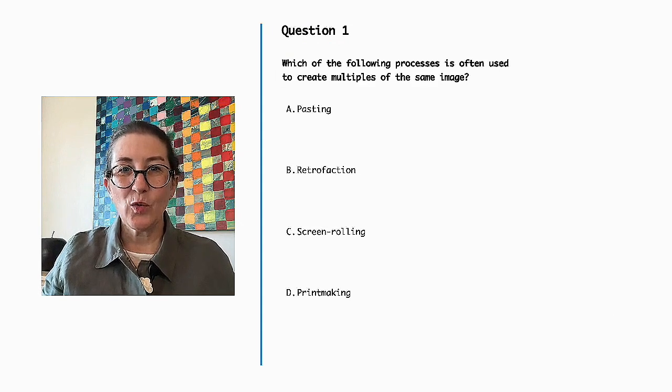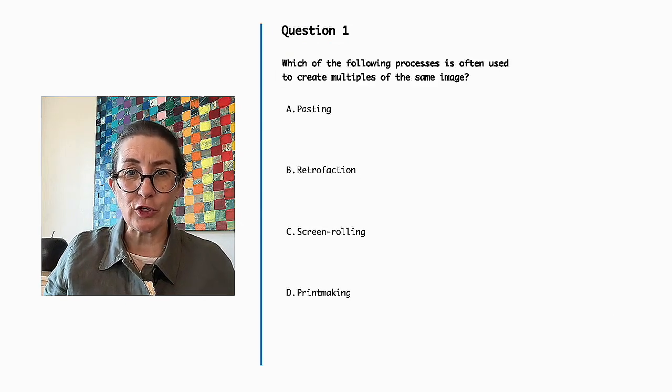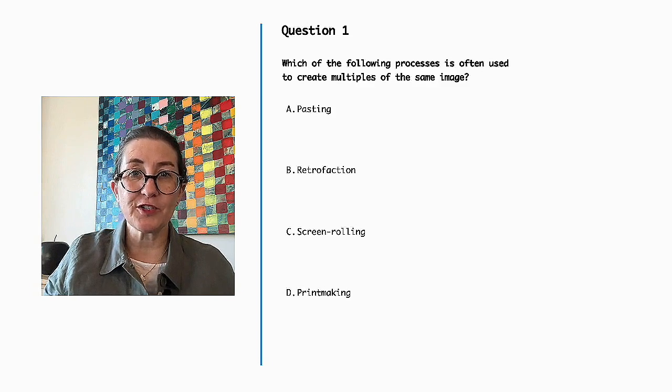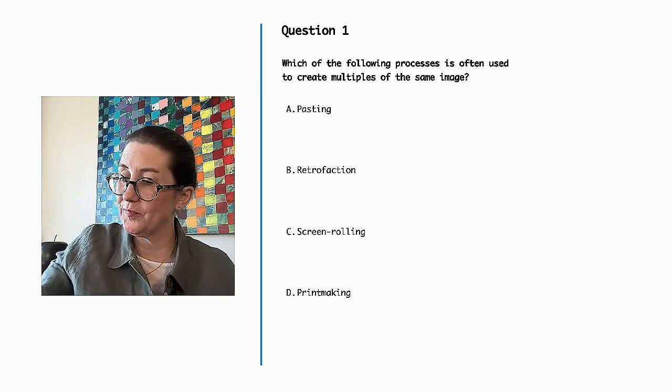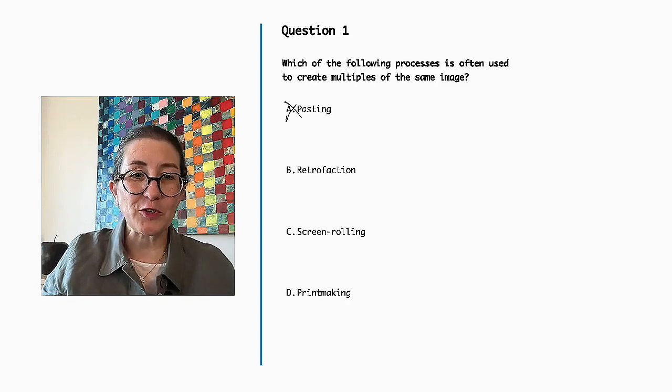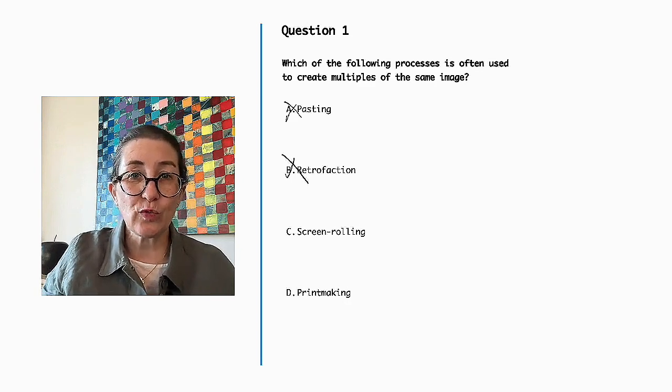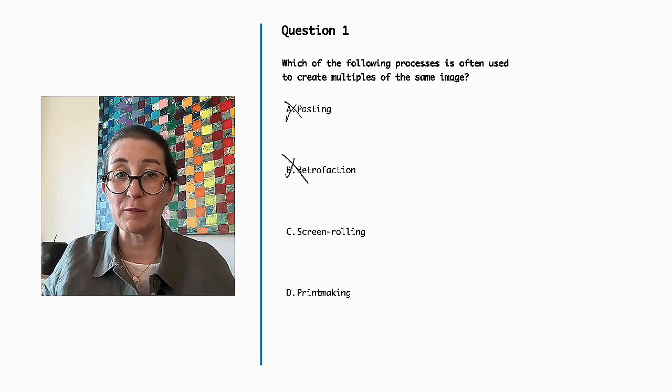Question number 1. Which of the following processes is often used to create multiples of the same image? Pasting, retrofaction, screen rolling, or printmaking? Pasting refers to adhering materials together and is not a process for creating multiples of an image. Retrofaction is not a recognized term related to image reproduction. Screen rolling is also not a standard process in the context of creating multiple images.